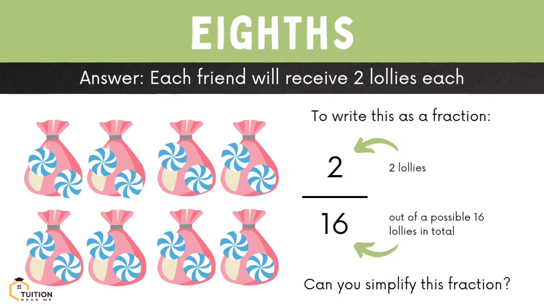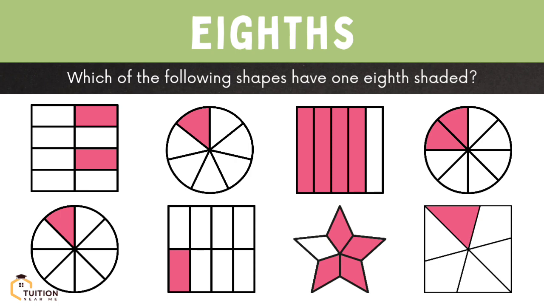To write this as a fraction, you will write 2 over 16. Each bag will contain 2 lollies and each friend will get 1 bag. That's why each friend will receive 2 lollies each. Now, let's try some examples. Which of the following shapes have 1/8 shaded?